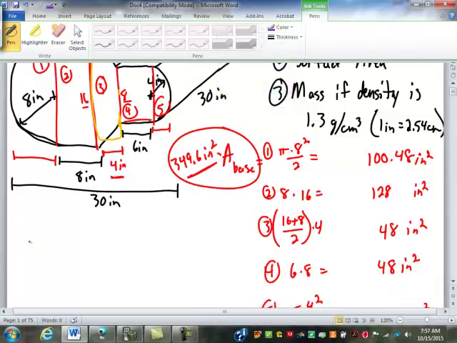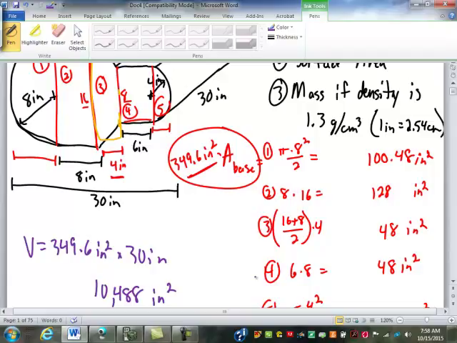So then, of course, our volume from there is simple. 349.6 square inches times the 30 inches, which is going to be what? 10,488 square inches. That works. So there's our volume. We're going to come back to that in a minute. That'll be cubed. You are correct. It's just cubed. Thank you.